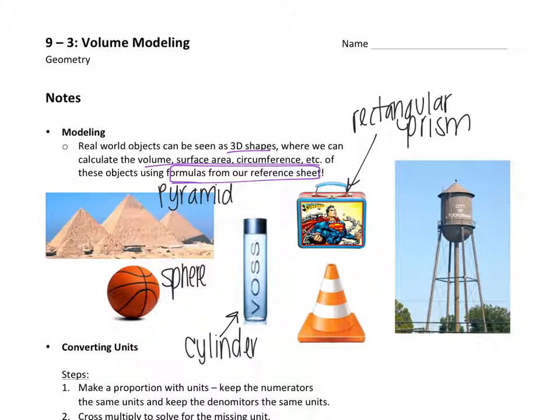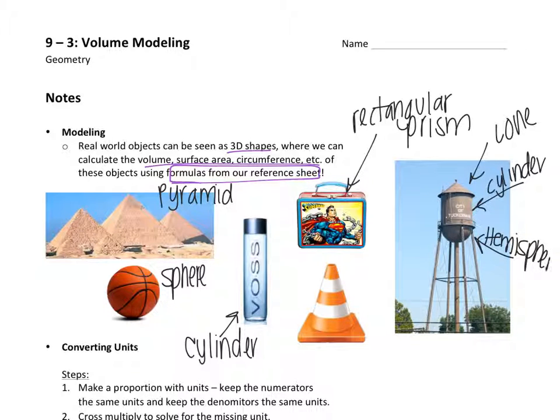And next to that we have this water tower, which is actually made of 3 different shapes. The first one on the very top is a cone. The second one in the middle is a cylinder. And the third one on the bottom is actually called a hemisphere, because it's half of a sphere. And then this traffic cone is also made of 2 different shapes. The top part is the cone, and the bottom part is a rectangular prism.